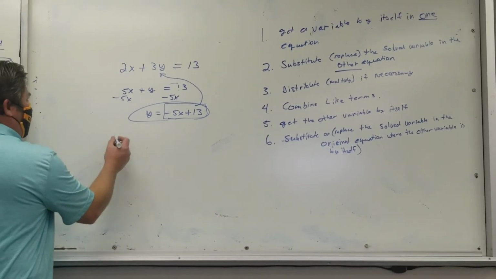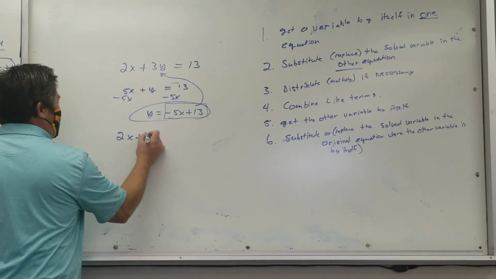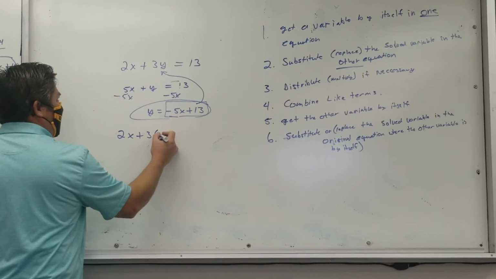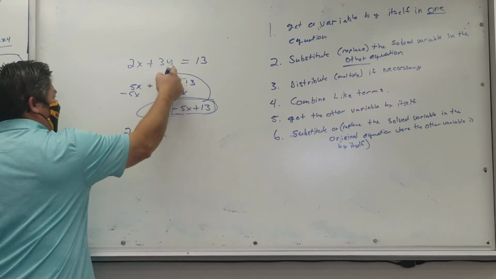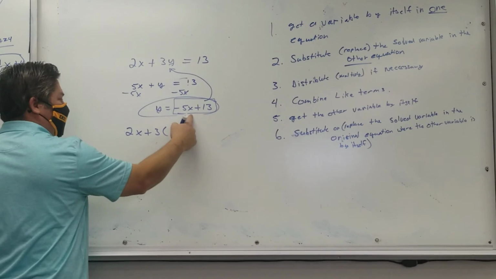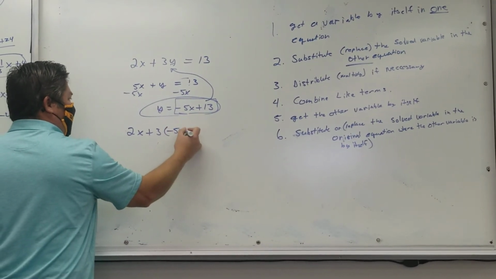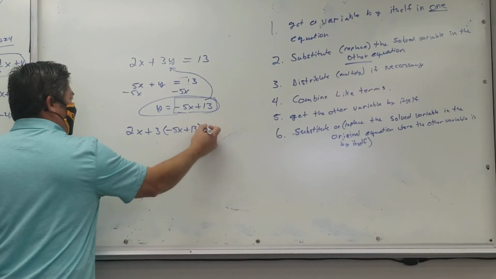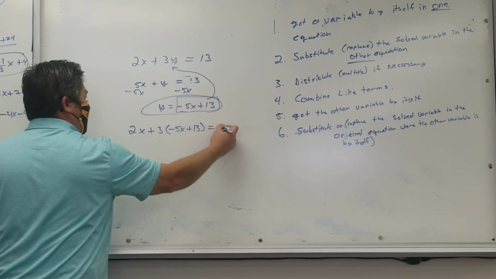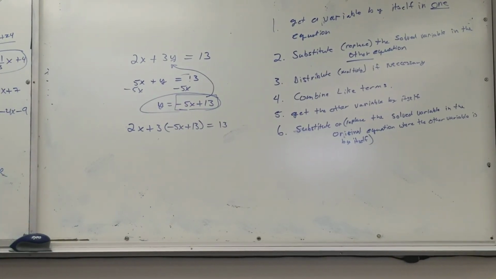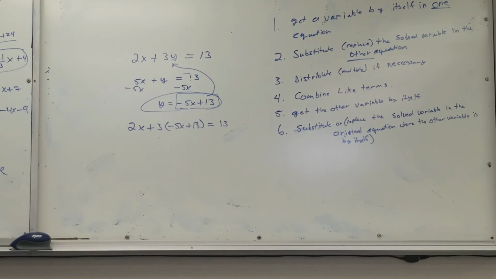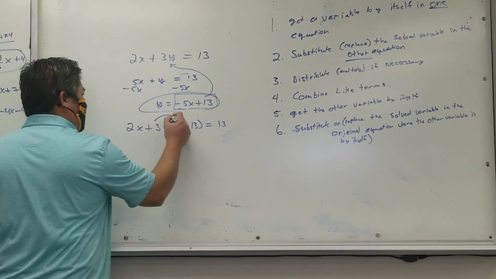So now I'm just going to replace it. 2x plus 3 times, what am I going to put instead of y? Y leaves the game. What comes in the game? Negative 5x plus 13. And then it equals 13. Don't change that. Now, what should I do next? Distribute the 3.